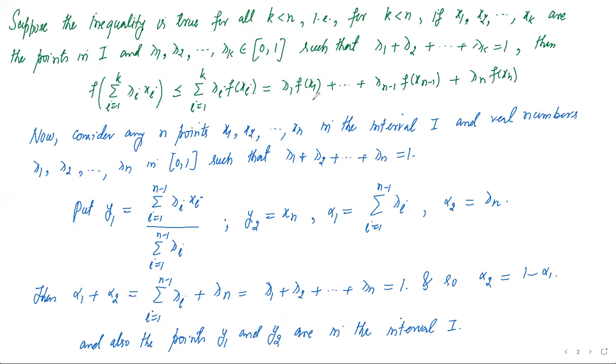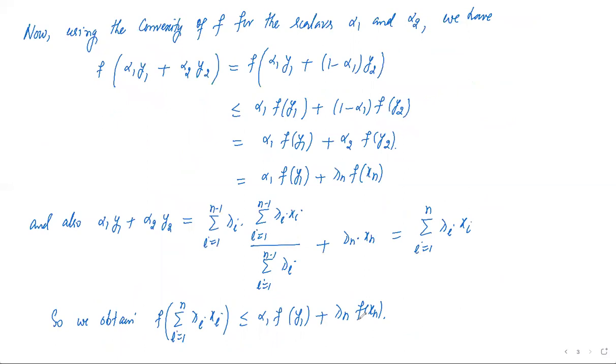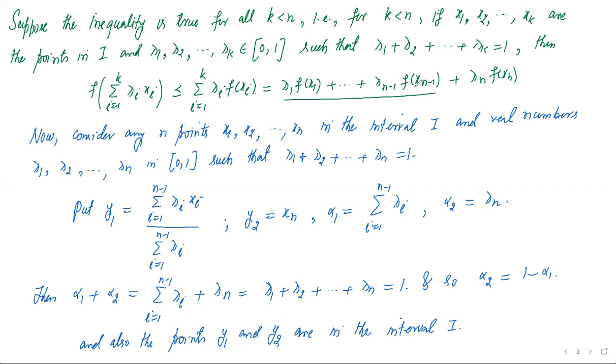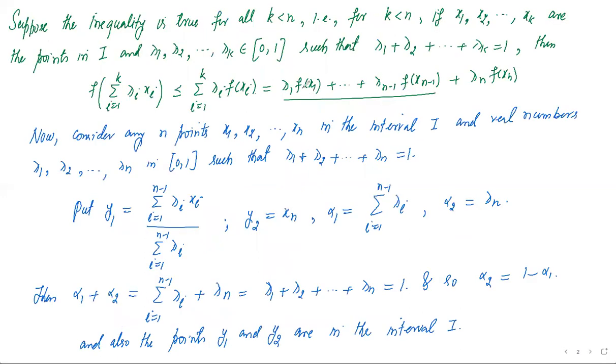So now we can see what we have obtained. Look at this: these n minus 1 terms and this last term lambda n f of xn. Here we have the last term lambda n f of xn, but in place of the first n minus 1 terms, we have alpha 1 f of y1. So now if we can somehow prove that this alpha 1 f of y1 is equal to, or less than or equal to, the sum of these n minus 1 terms, then we are done with the proof. So the only thing that we now need to prove is that alpha 1 f of y1 is either less than or equal to this thing, or equal to this thing.